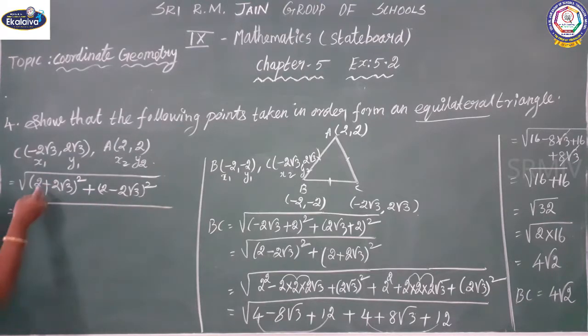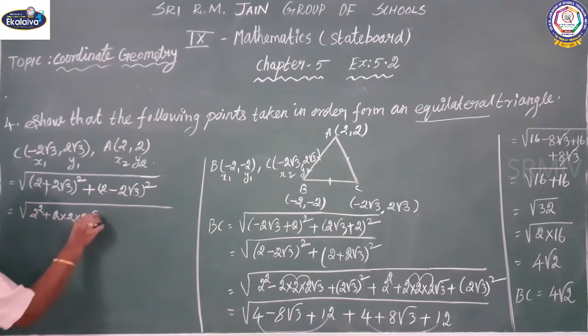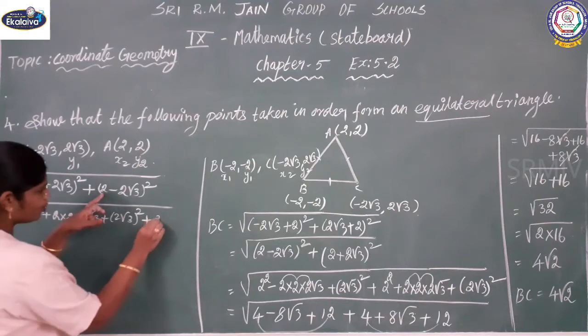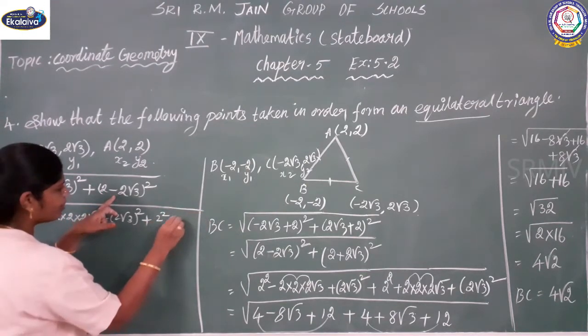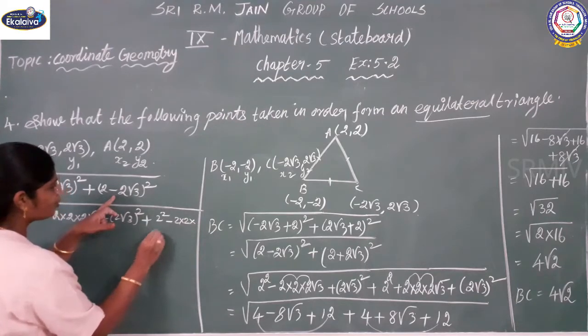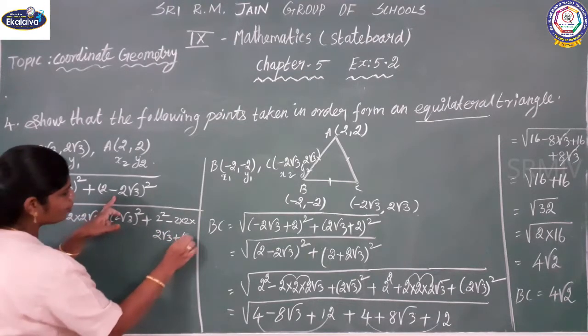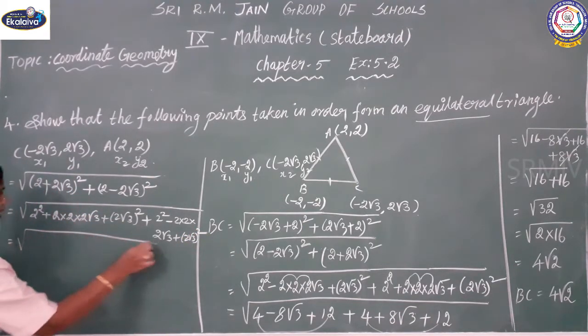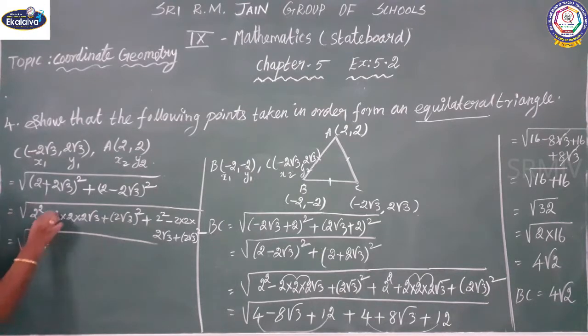Square root of, just expand this, a square. So 2 square plus 2 into 2 root 3 plus 2 root 3 the whole square plus here 2 square minus 2ab. So 2 into 2 root 3 plus 2 root 3 the whole square. Okay. So 2 square, what you will get, children? 4 plus 2 2s are 4, 4 2s are 8. 8 root 3 plus 2 root 3 the whole square, what you will get, children?